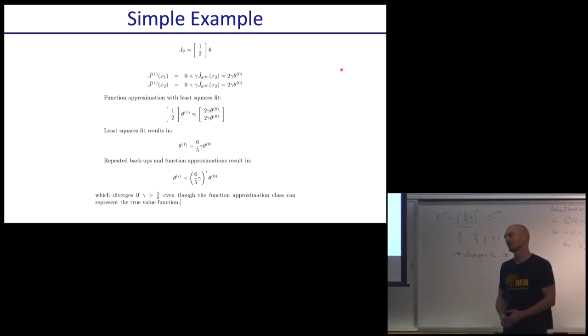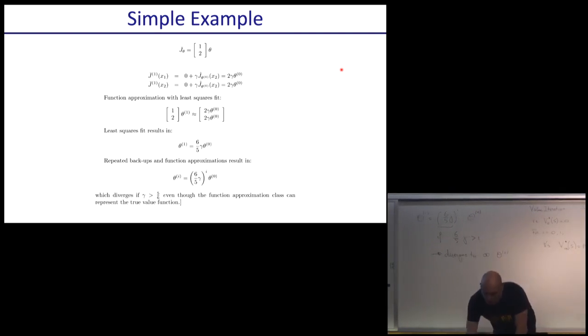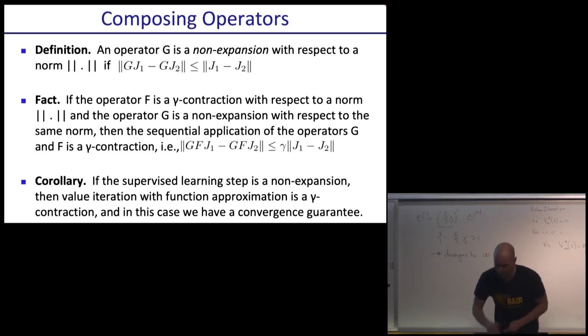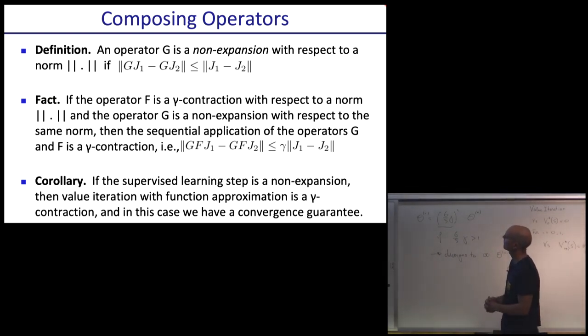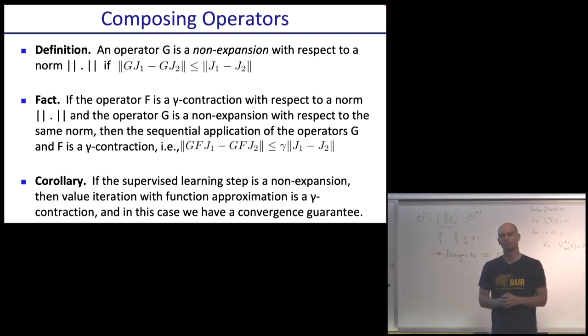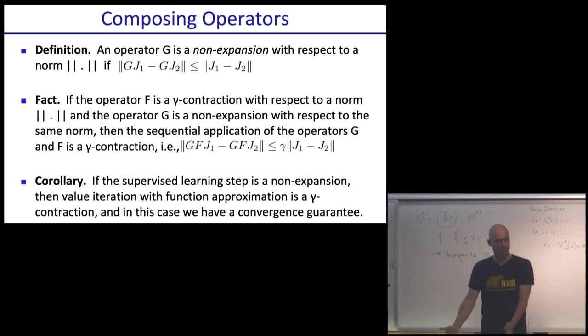Hopefully this is not the end of the story, right? So let's revisit operators. We talked about this two lectures ago. An operator G is a non-expansion with respect to a norm if you apply G to two different inputs, you bring those inputs closer together. So think of, for example, the Bellman update as an operator. It takes in a vector, or infinitely long vector potentially for infinite state space, and turns it into a new vector. That's an operator. You go from a certain space, which is vectors of some dimension, to the same space, but you've updated that vector.